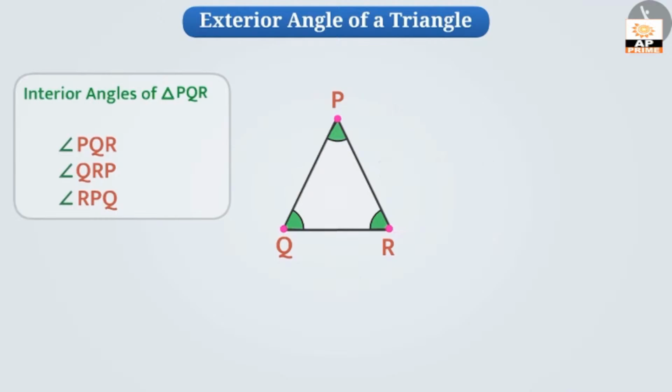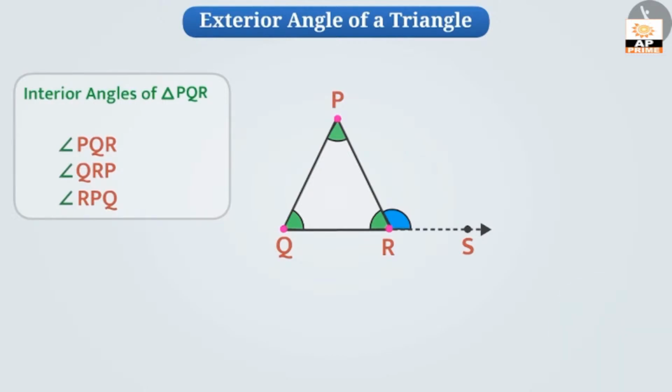When we extend one side of the triangle, like here, side QR is extended to S, then we get an angle. Can you tell me, what can we call this angle? Think for a while.